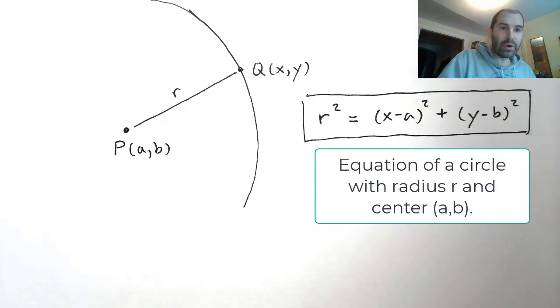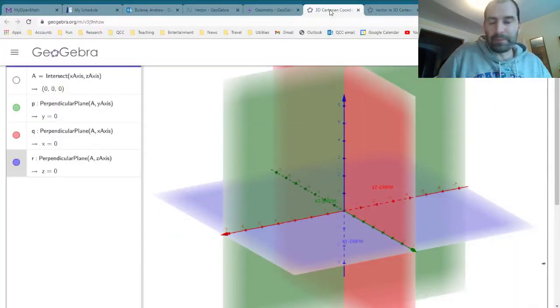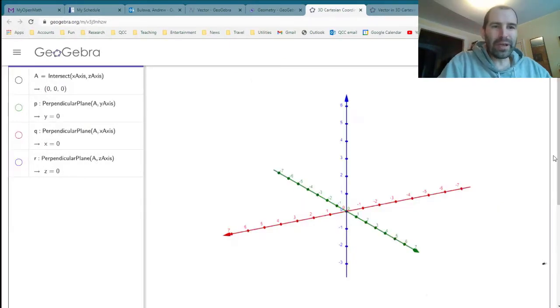So what we're going to do now is go to 3 dimensions and talk about what's going to happen in 3-dimensional space. Okay, so here we go. Here I've got, let me turn these colors off for just a second. Okay, so here we have the 3-dimensional coordinate system.